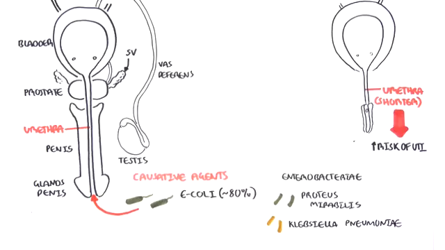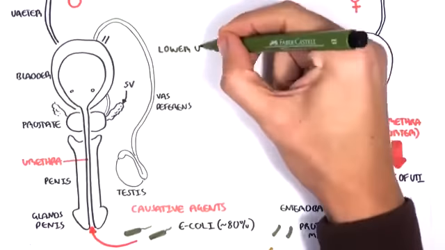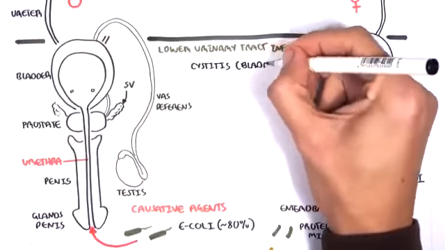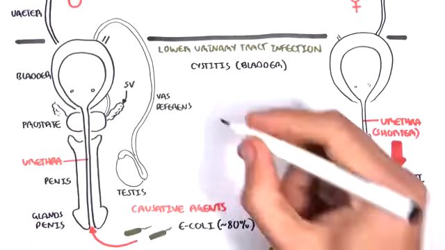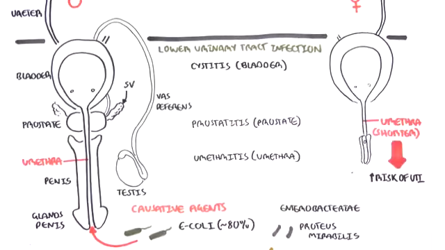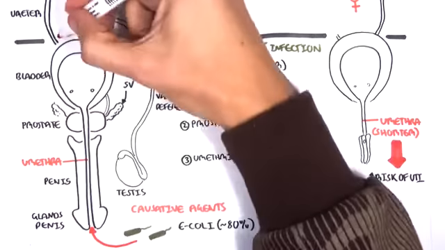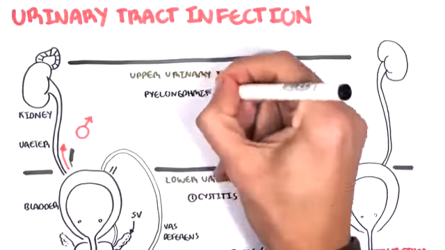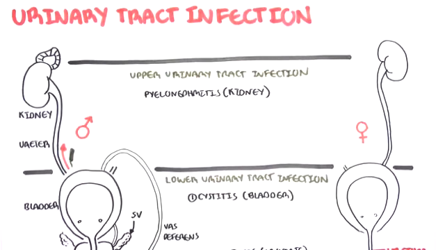The bacteria will cause a lower UTI usually, and this can be either cystitis, which is infection of the bladder, prostatitis, which is infection of the prostate gland, and urethritis, which is infection of the urethra. Infection of the lower urinary tract can progress and cause an upper urinary tract infection. This is where infection affects the kidneys. This is called pyelonephritis. Pyelonephritis is serious and can cause acute renal failure.